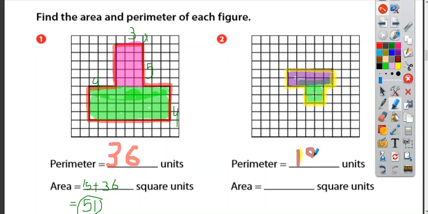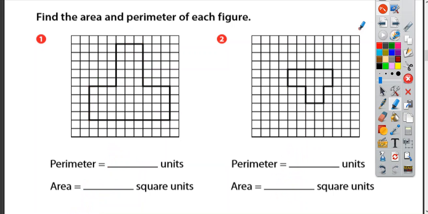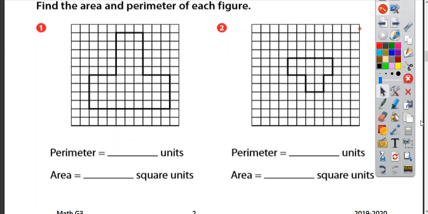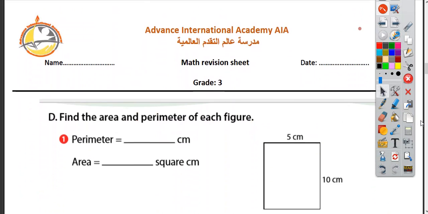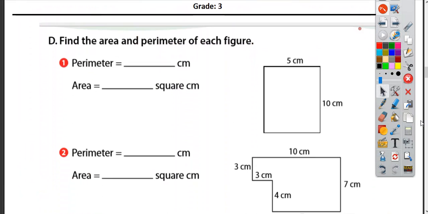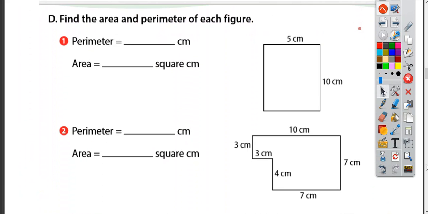And the area, after counting 1, 2, 3, 4, 5, 6, 7, 8, 9, 10, 11, 12, 13, 14. You just count the squares inside, you'll get 14. Okay, now go to the next page, page 3. Find the area and the perimeter of each figure.